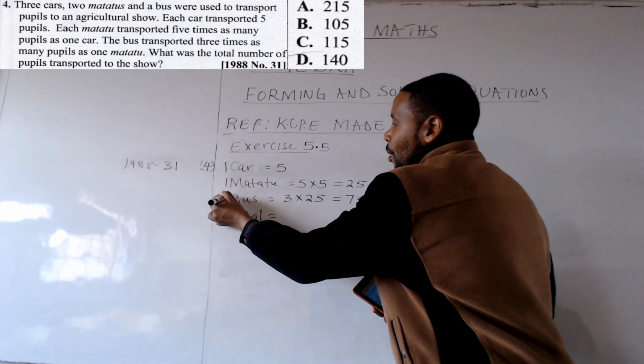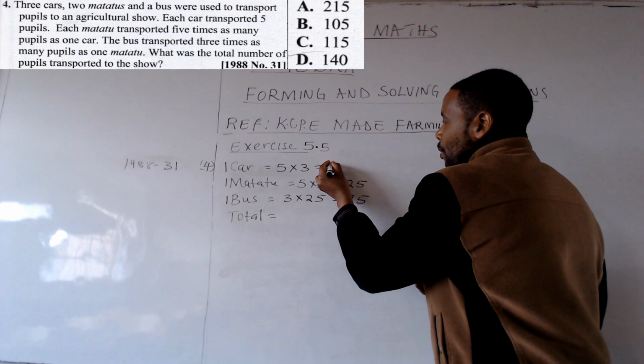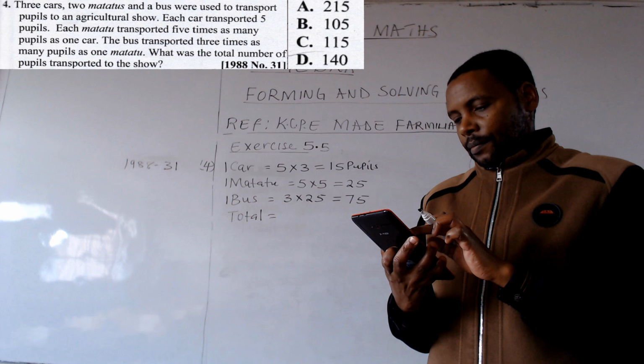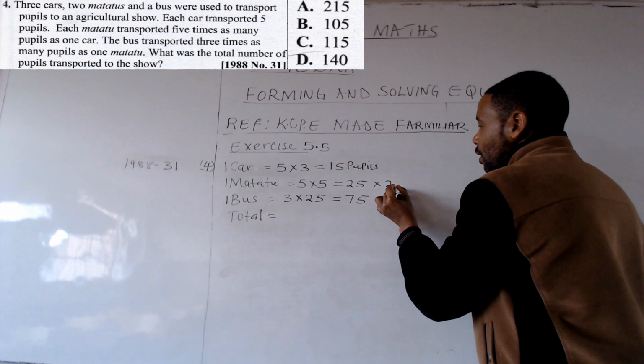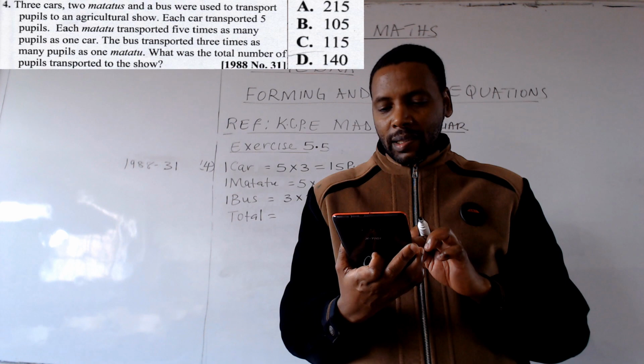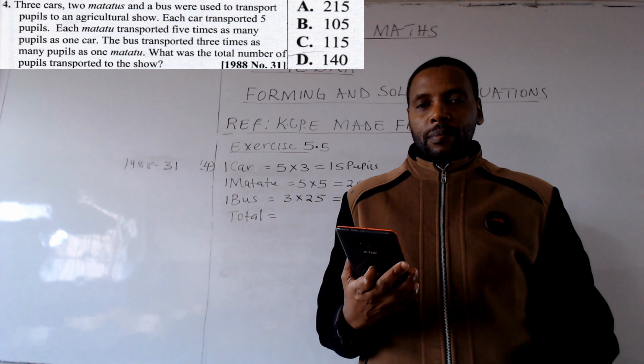Remember, we have only done for one vehicle. So we now go back and say there were 3 cars. So one car carrying 5, we multiply by 3, we get they transported 15 pupils. Matatus were 2. And each matatu transported 25. So we multiply by 2 to get what the matatus transported. And then the bus was, there was only one bus. So here we don't do anything. That is the value of what was transported by the bus, because it was only one bus. Then from there you are able to get the total number of pupils transported.